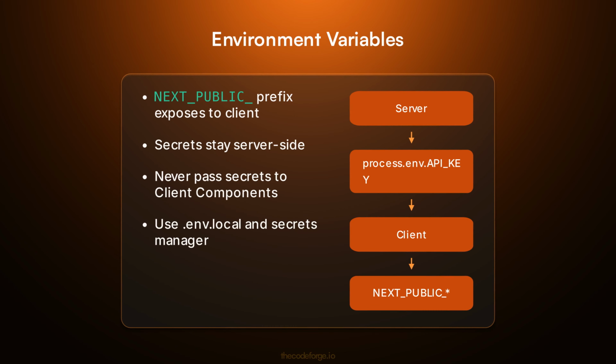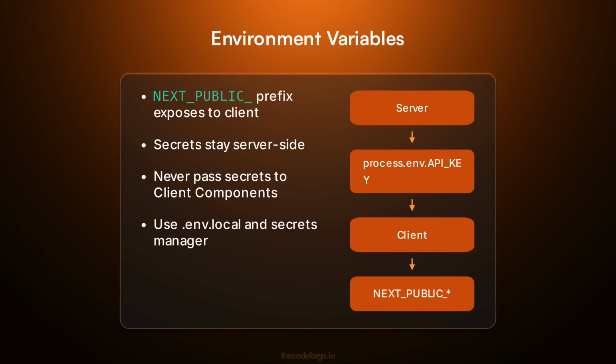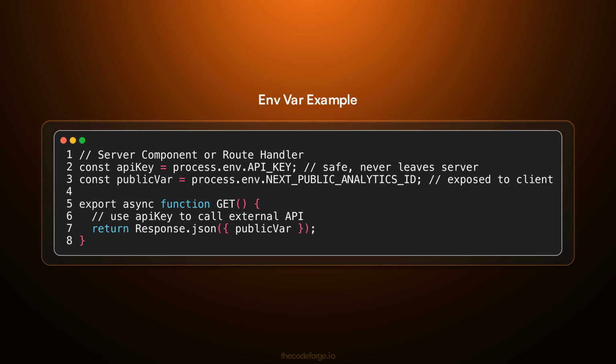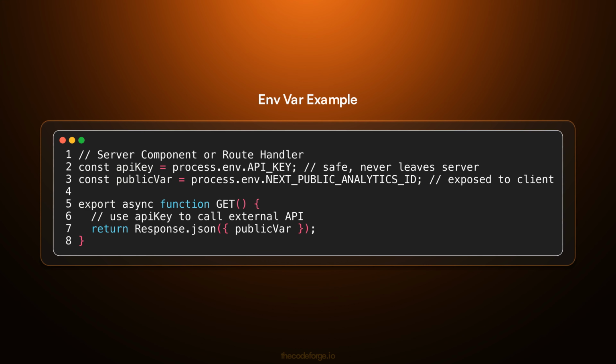Environment variables without the NEXT_PUBLIC prefix remain server-side. Use them for secrets, but never pass them to client components. Here, the API key stays server-side, while the NEXT_PUBLIC analytics ID is exposed to the client. Keep all secrets without the public prefix.